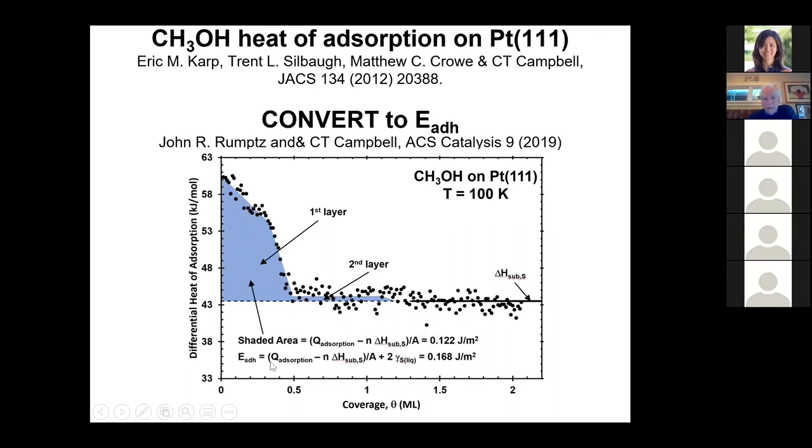And that equation I just showed you has all of that shaded area in it for the adhesion energy, plus 2 times the surface energy of the liquid solvent, which we know. And so we can get the adhesion energy of methanol to platinum out of this calorimetric measurement of the integral heat of adsorption there, or how much it is above the heat of sublimation, if you like.